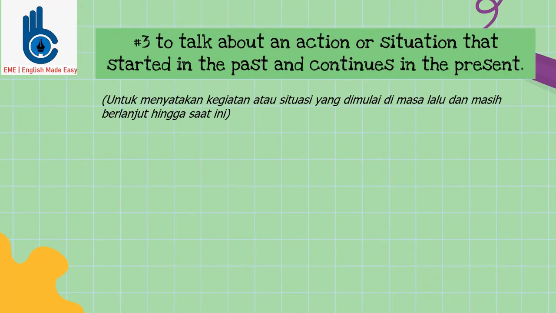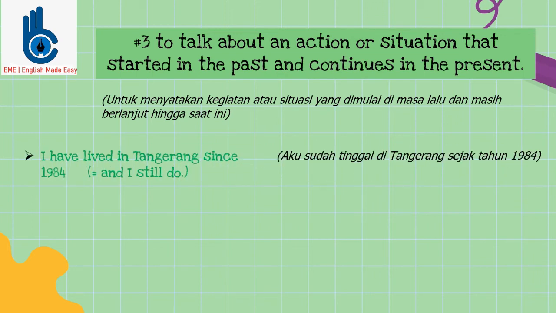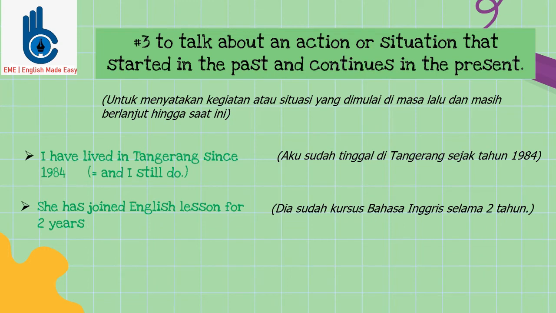Third, present perfect is used to talk about an action or situation that started in the past and continues in the present. Untuk menyatakan kegiatan atau situasi yang dimulai di masa lalu dan masih berlanjut hingga saat ini. For example, I have lived in Tangerang since 1984, and I still do, of course. She has joined English lesson for 2 years.